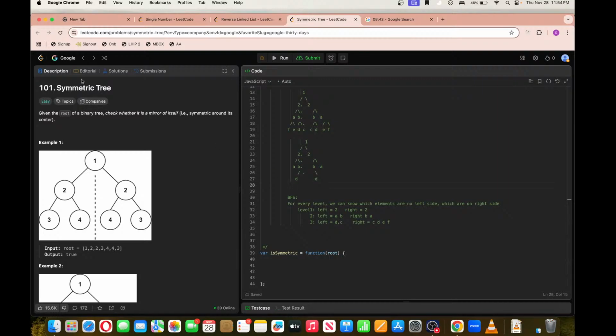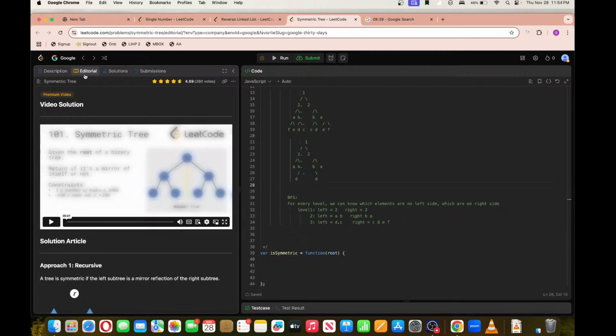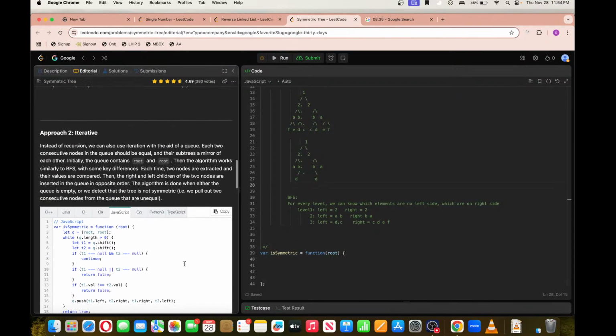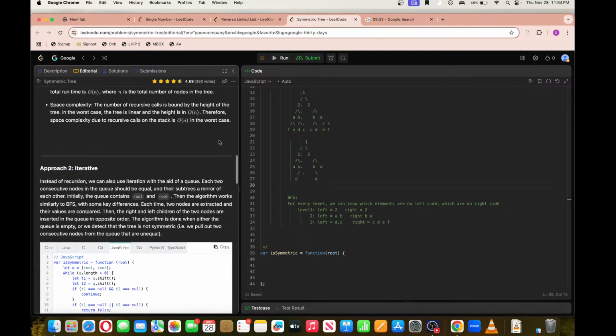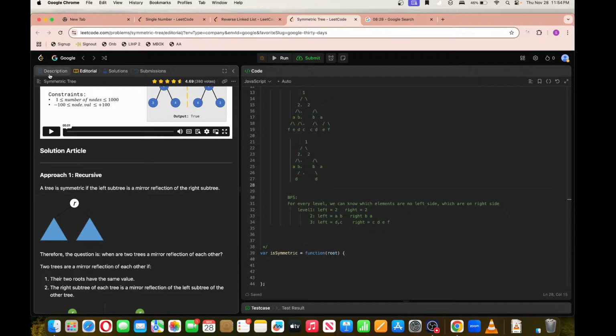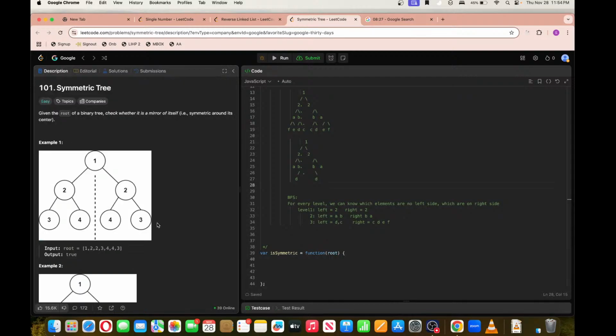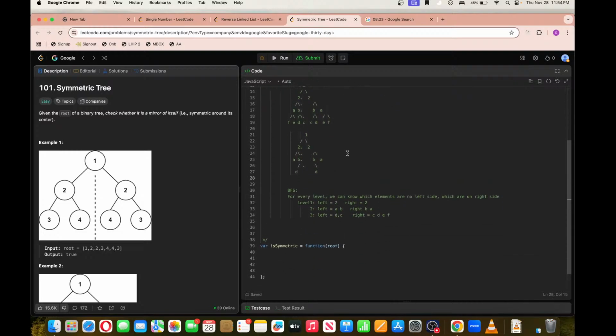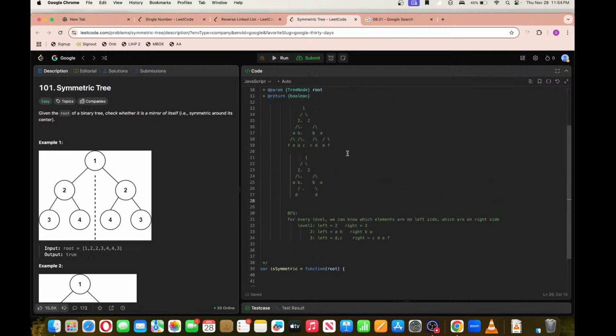Okay, let's look at the solution now, to see if my solution is right or not. Let's not look at the recursive, let's look at the iterative. So iterative is BFS, and recursive, so how will we solve this using recursion? Recursion works in a similar way, I guess.